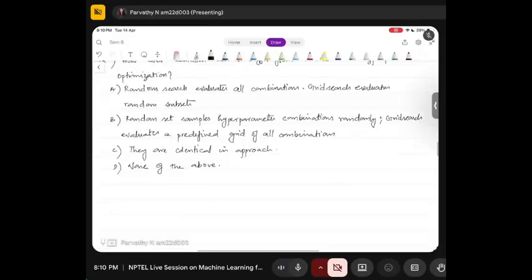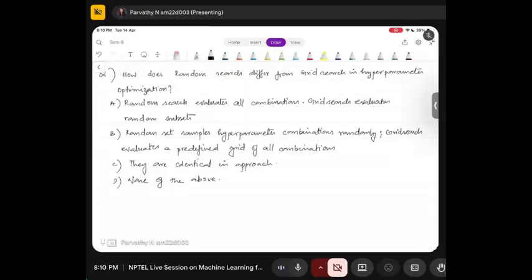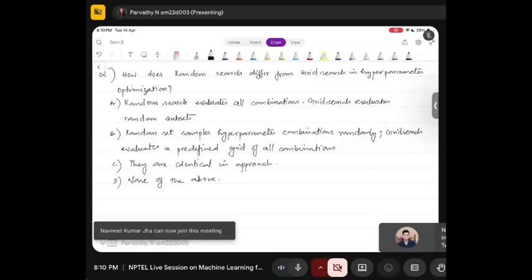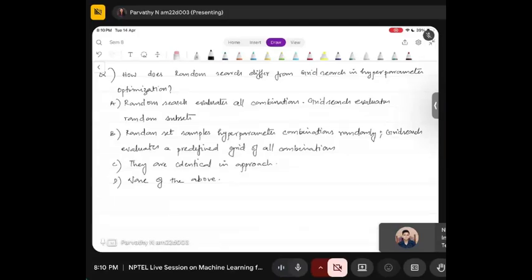How does random search differ from grid search in hyperparameter optimization? Random search evaluates all combinations. Grid search evaluates a random subset. Random search samples hyperparameter combinations randomly. Grid search evaluates a predefined grid of all combinations. They are identical in approach. None of the above.